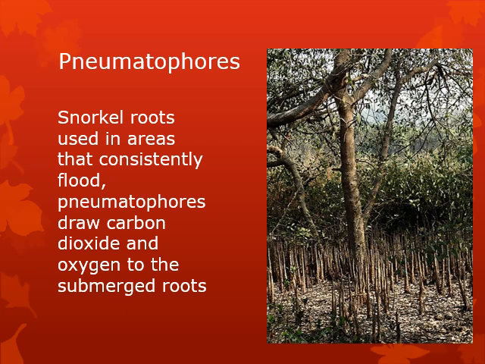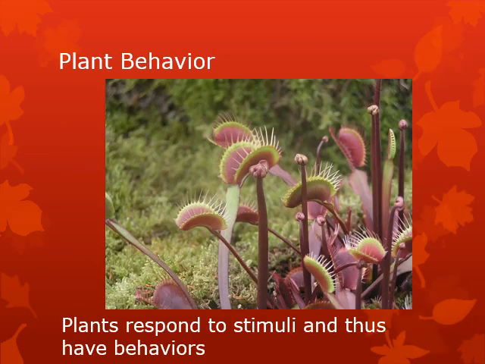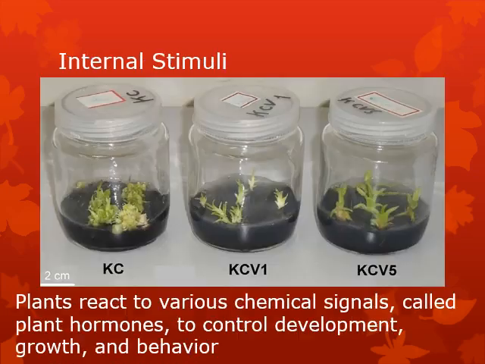We've talked about leaves. We've talked about roots. Let's talk about how plants behave now. Because plants definitely have behaviors. They move. They respond to their environment. They respond to stimuli. They do stuff. They've got internal stimuli and external stimuli. Internal stimuli will be hormones. Just like you have hormones that tell your body what to do, plants have hormones that tell their bodies what to do. They control development, growth, and behavior. And there are two hormones in particular I'm interested in talking to you guys about.